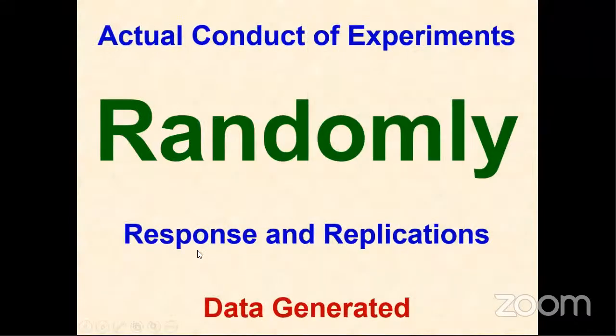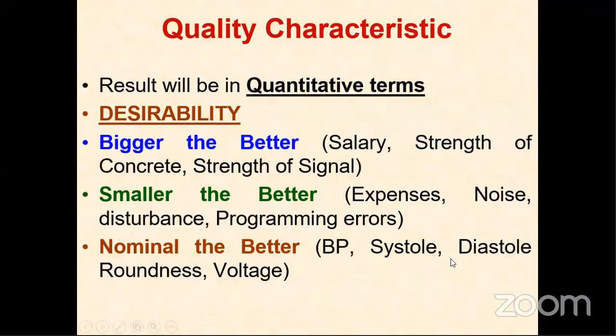So I have a response, and I have replications. Response is the output, and replication is the number of outputs. So what quality characteristics do I have to follow? Results will be in quantitative terms. You should understand quantitative terms with the different units you have. The result will be in a different unit, and the input will be in a different unit. And I'm talking about one single quality characteristic.